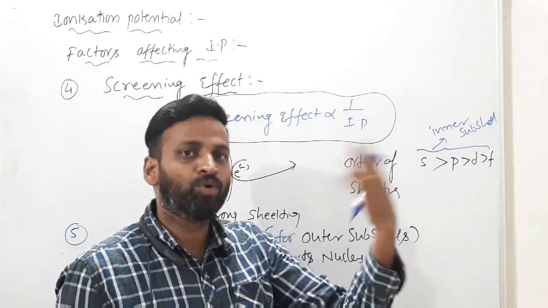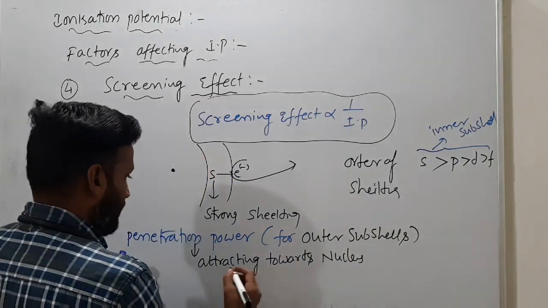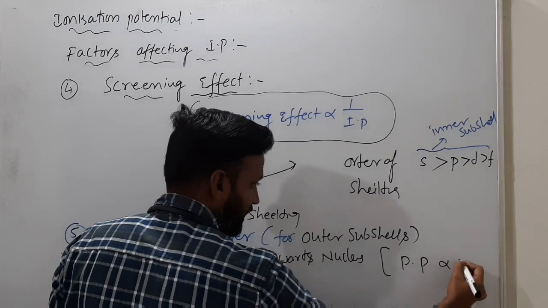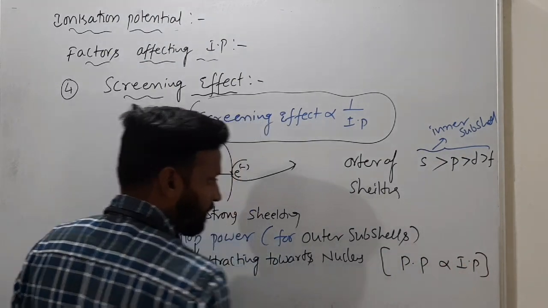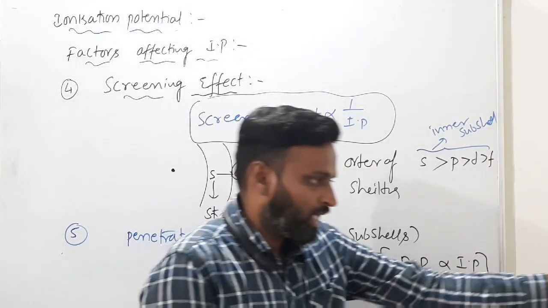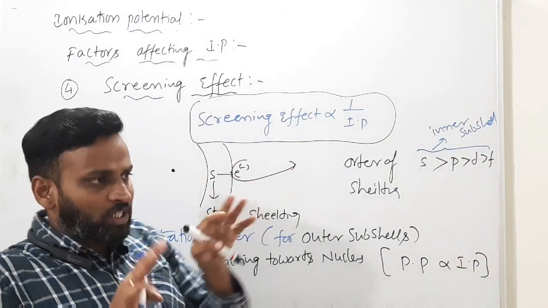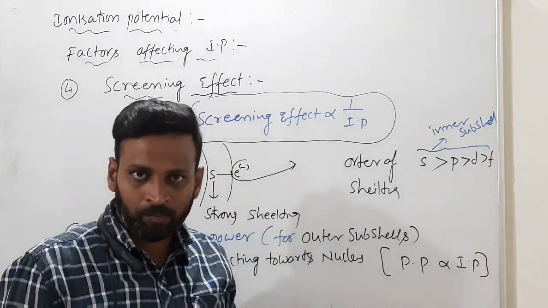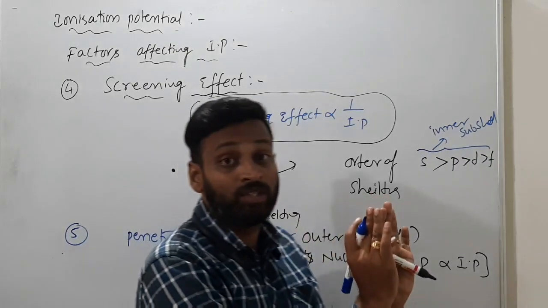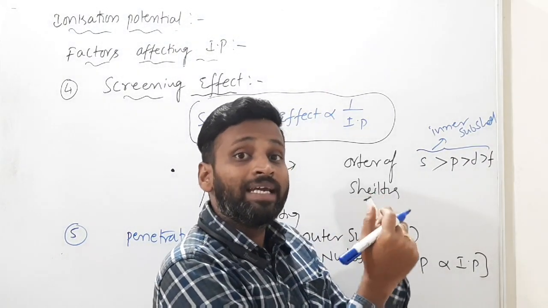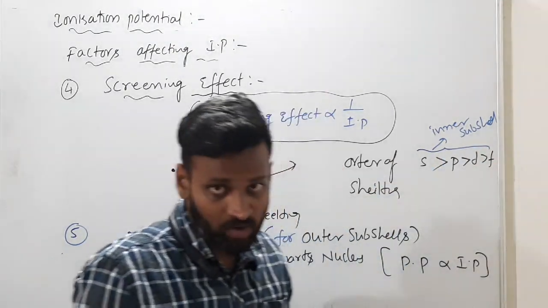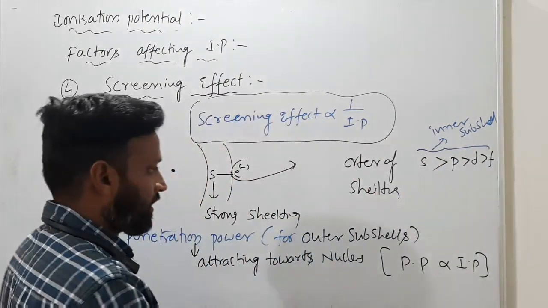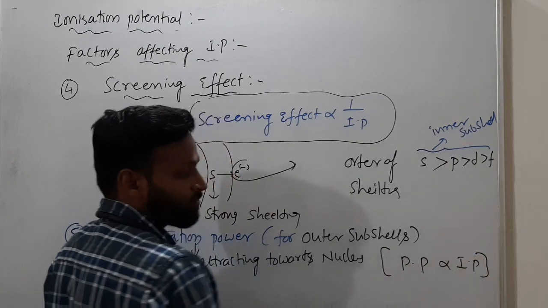So if the penetration is more, IP will be more. So I can say penetration power is directly proportional to IP. The more the penetration, the more IP is required. If my son is attracted towards ice cream, I need more energy to remove him from the ice cream. I have to use more energy to take him away. Correct or wrong? What is ice cream here? Nucleus. My son is the electron. So if penetration power is more, IP is more.